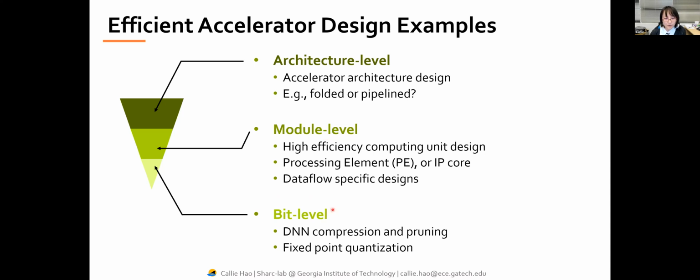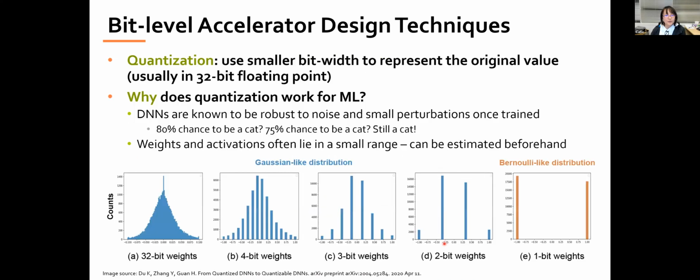So we have bit level optimization, for example compression and pruning, and then we have the module level. Basically, we care about how to design an efficient, high-performance computing unit. And then we have the architecture level. For the architecture design, is it folded, recursive, or pipelined? How do you want to design the entire architecture? So these are the different levels. Let's take a look at the bit level first. What do we have for bit level?